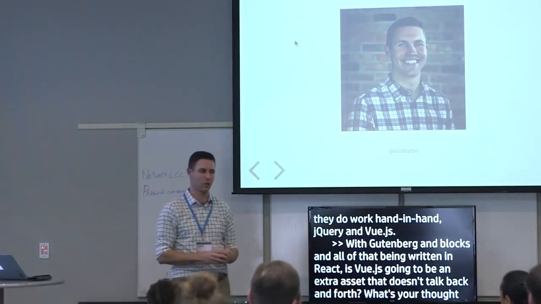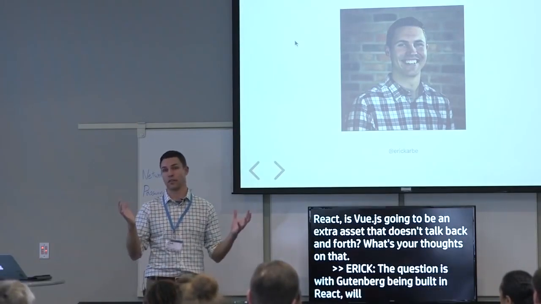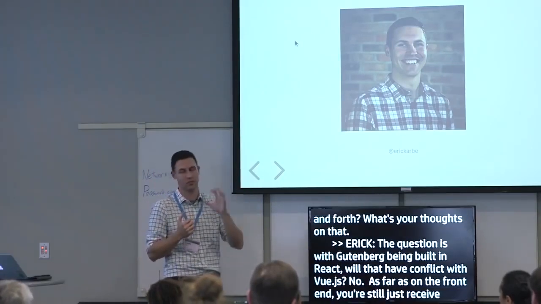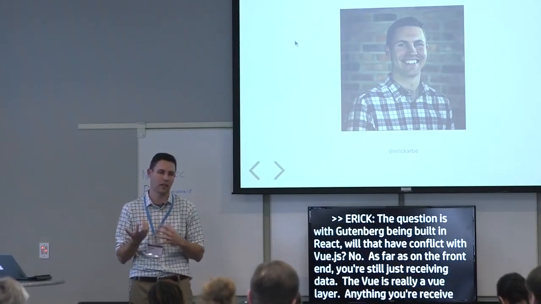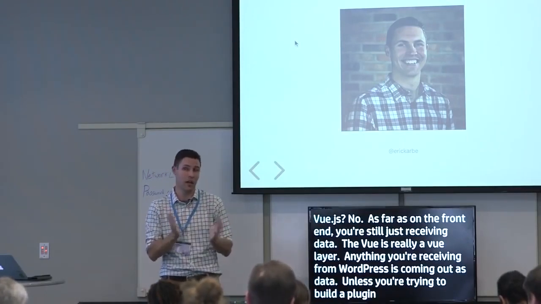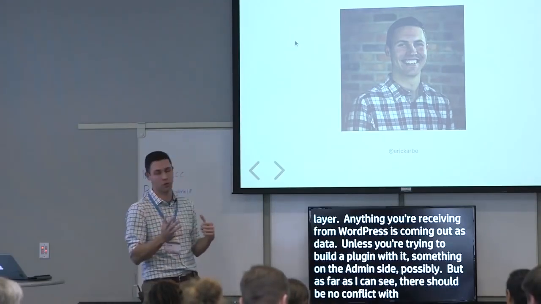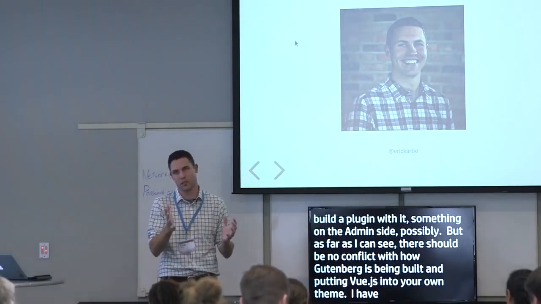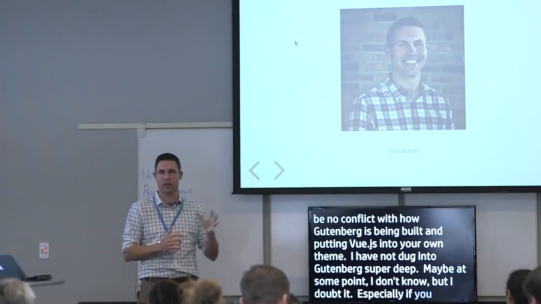The question is, with Gutenberg being built in React, will that have any conflict with Vue? No, as far as on the front end, you're still just receiving data. Vue really is just a view layer, so anything that you're receiving from WordPress is really coming out as data. Unless you're trying to build a plugin with it, something on the admin side possibly, as far as I can see, there should be no conflict with how Gutenberg's being built and building Vue into your own theme. But again, I haven't dove into Gutenberg super deep, so maybe at some point, I don't know, but I doubt it. Especially if you're using just the Vue layer on the front end, you should be totally fine.